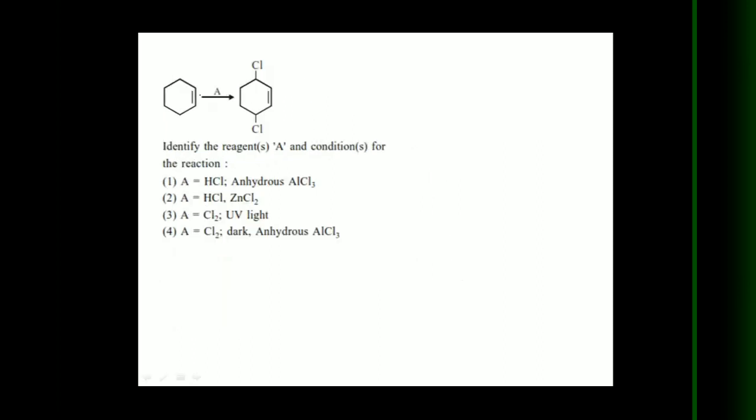Now you see this one, this conversion is a substitution reaction. So actually this is the allylic carbon, this is the allylic carbon. So here allylic hydrogens are replaced by the Cl. So identify the reagent and condition for the reaction. So not HCl and anhydrous ZnCl2. So HCl and ZnCl2 is not suitable.